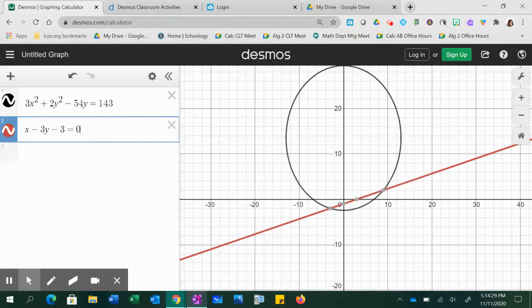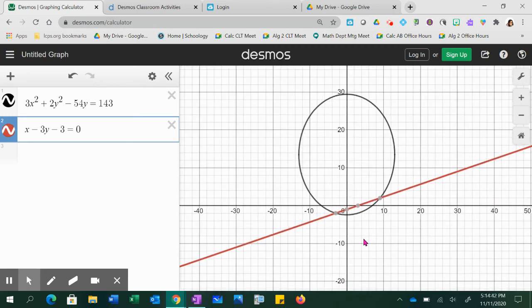Equal 0. Yep. So we're looking for where they cross. Desmos is going to give you a gray dot for intersection points. But Desmos also gives you gray dots for x-intercepts and y-intercepts and maximums and minimums. So we have to be careful here because we see 1, 2, 3, 4 gray dots down here. We only want the ones that are intersection points. So that one and that one.